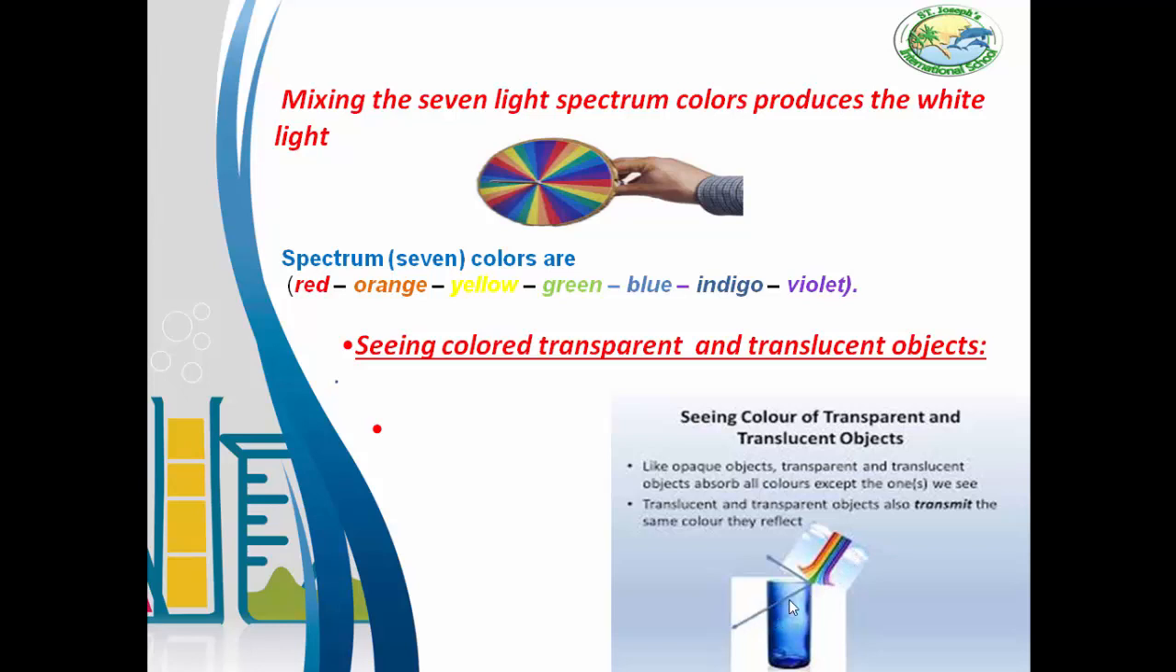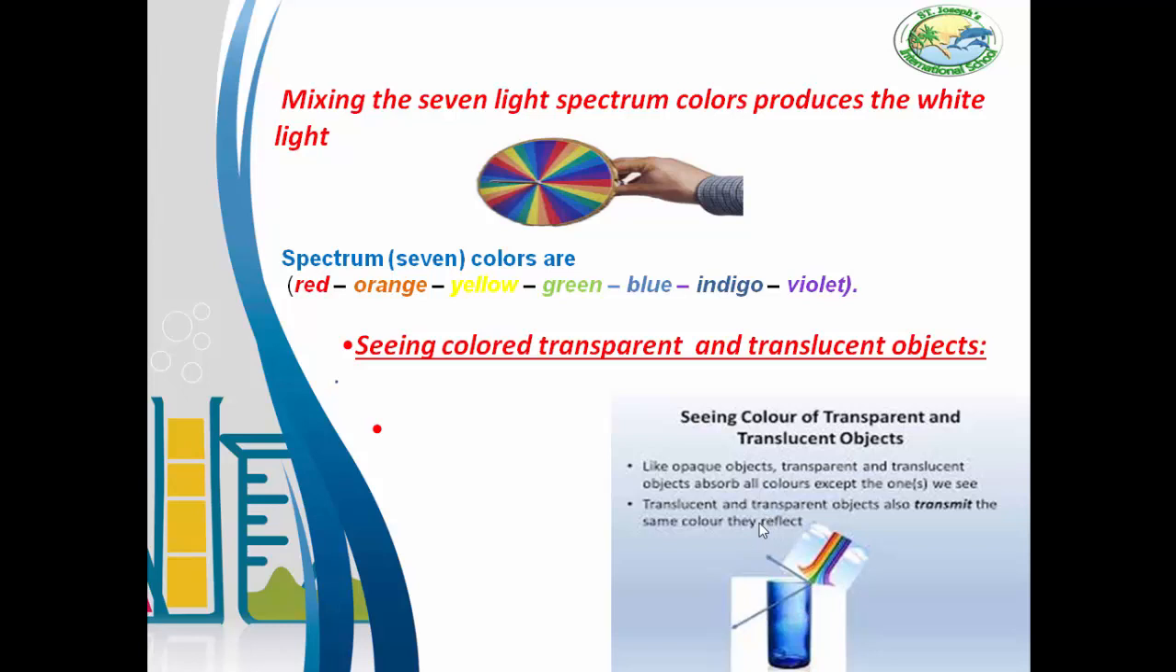Why is the blue color transmitted? Because the color of this cup is blue. So we can say that transparent and translucent objects transmit their same color. It is a transparent object. It absorbs all the colors, and only the blue color is transmitted through it.